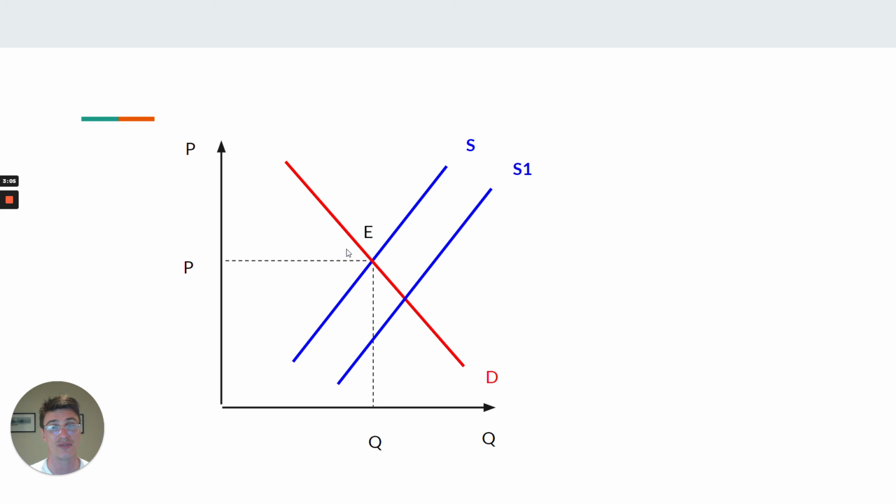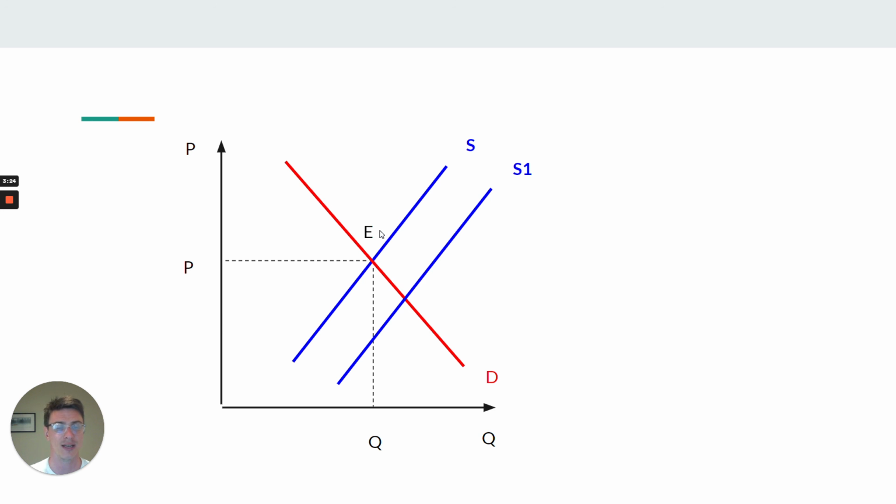So there's a shift in the supply curve to the right. Maybe there's an improvement in productivity or a decrease in cost of production. And we're going to label this S1. Okay, so from S to S1. Now from here on out, we're going to label everything the same, E, P, Q. We're just going to label it E1, P1, and Q1.